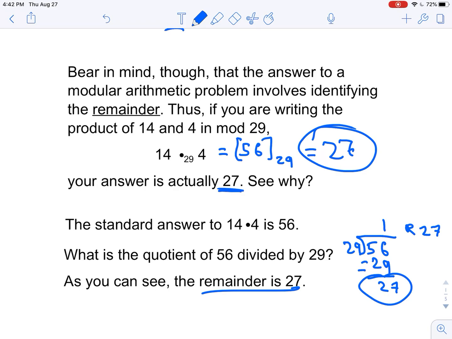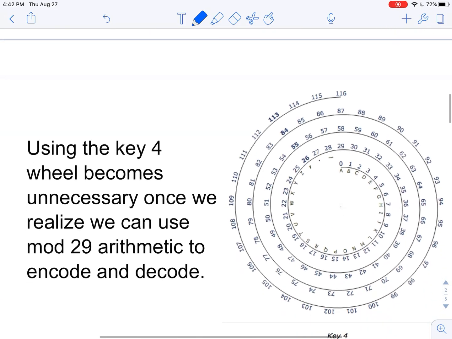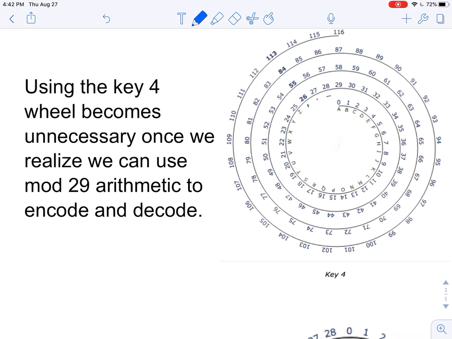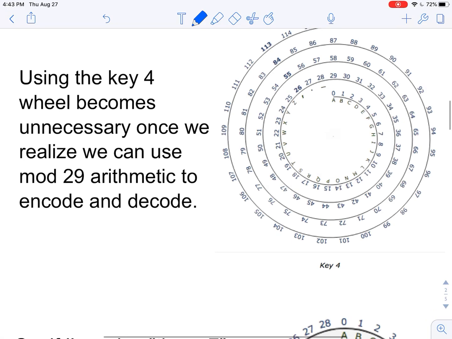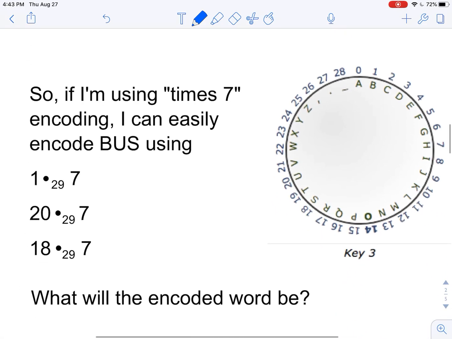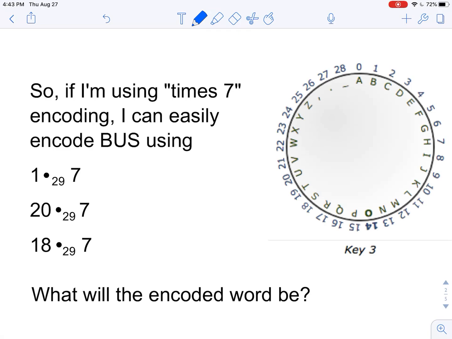Okay, so as we move on here, using the key 4 wheel becomes unnecessary, as we saw yesterday, didn't we? Once we realize we can use mod 29 arithmetic to encode and decode, we can just continue on with our math. And I don't need to always use times 2, by the way. If I'm using times 7 encoding, for instance, instead of times 2, I'll have a different coding for the word bus than what I would have had with times 2 encoding, even though I'm still using mod 29.